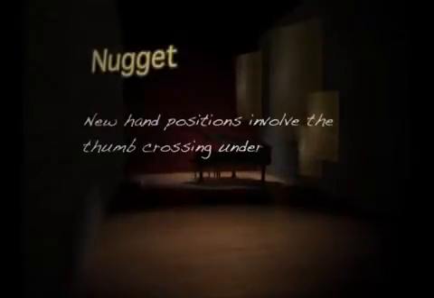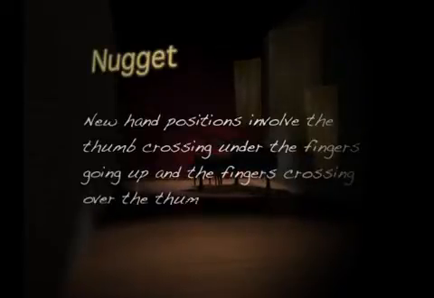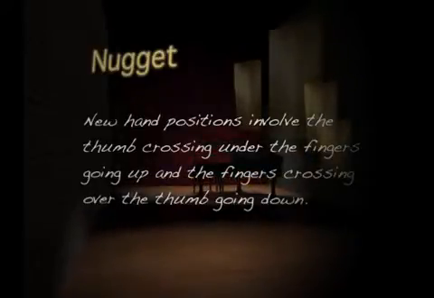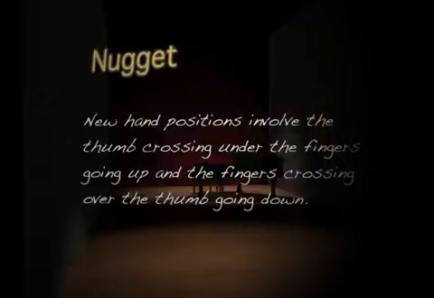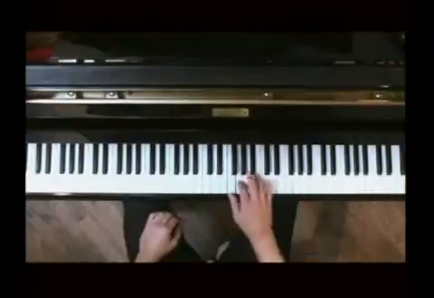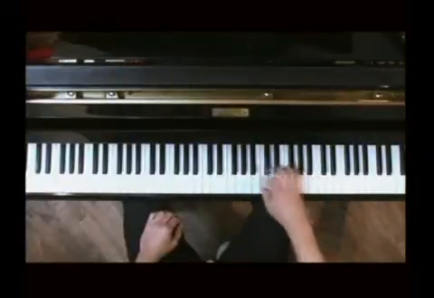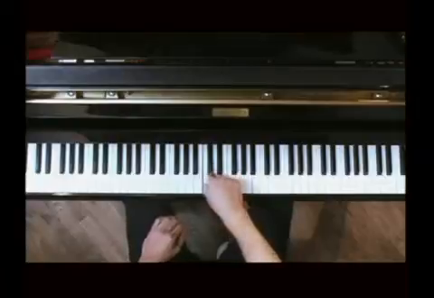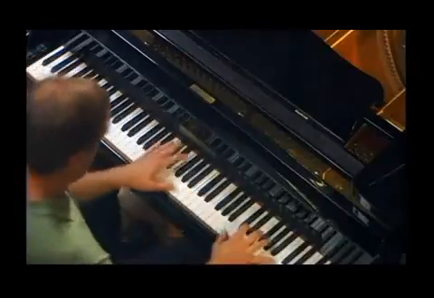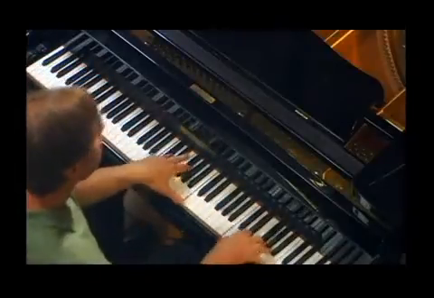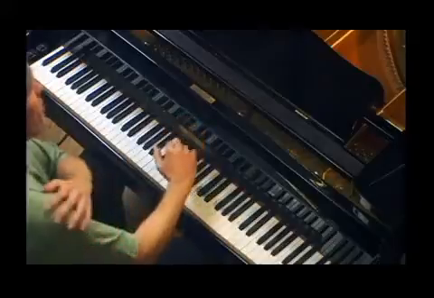So this session's next nugget is this. Moving to new hand positions involves the thumb crossing under the fingers when going up, which is also called ascending, or it involves the fingers crossing over the thumb when going down, also called descending. This enables us to travel up and down the keyboard when traveling large distances like this. We'll use muscles farther up the arm to move and gauge the distance to our destination.